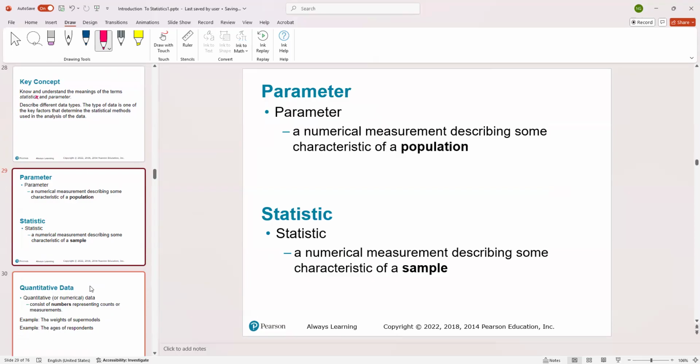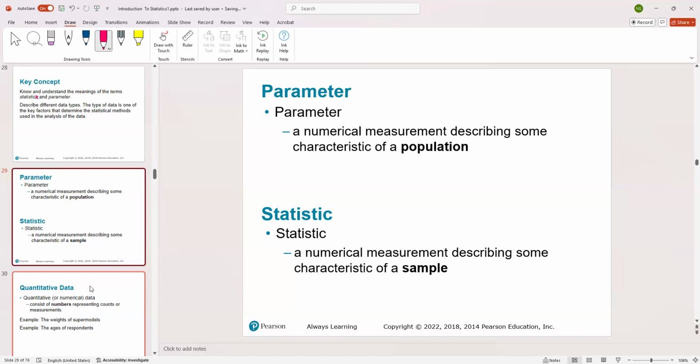A parameter is a numerical measurement describing some characteristic of a population. So anytime we refer to information that involves the population, the data about the population, for example, if you run a census, the data collected from the entire population, we can call it a parameter. But if we use a subset of that population, we call it a sample. So the data we collect from a sample, we call statistics without S. A numerical measurement describing some characteristic of a sample, we call a statistic.